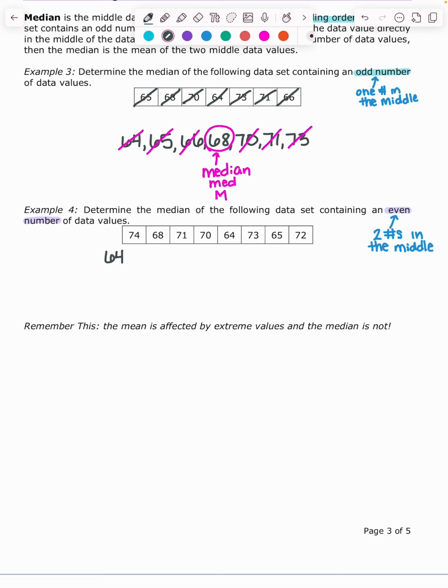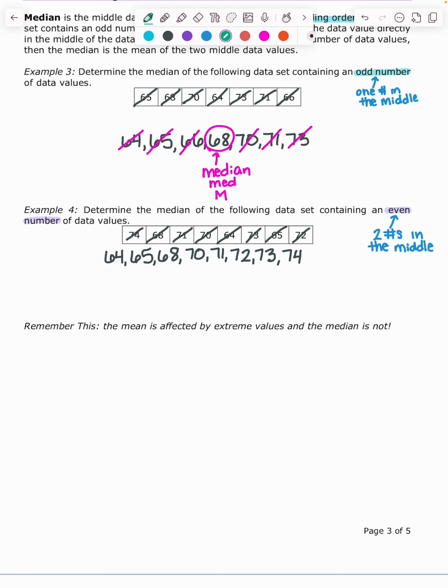64, 65, 68, 70, 71, 72, 73, 74. Yep. All right, there's my data set.